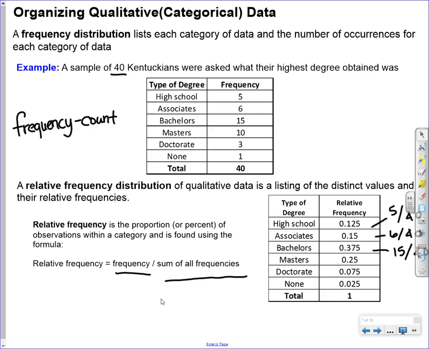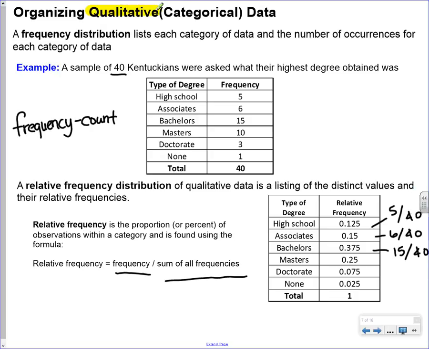Qualitative data, which is also called categorical data, is usually going to be words. So like when you're looking at somebody's gender or their race or their political affiliations, all those things would be considered qualitative data. And that's what we're going to talk about first today. We're looking at organizing qualitative data.